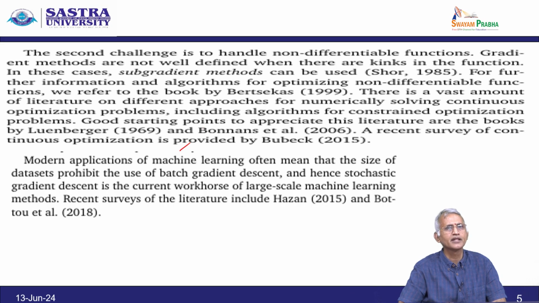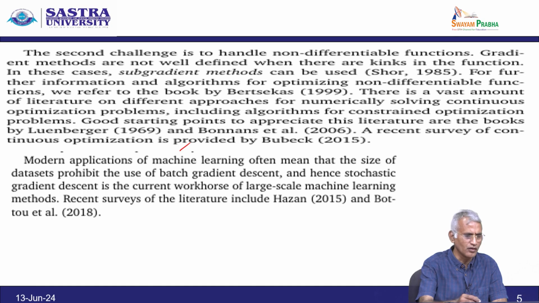In modern applications of machine learning, the size of the data sets often prohibits the use of batch gradient descent, and hence stochastic gradient descent is the current workhorse of large scale machine learning methods. Recent surveys of the literature include Hazan and Bottou et al.